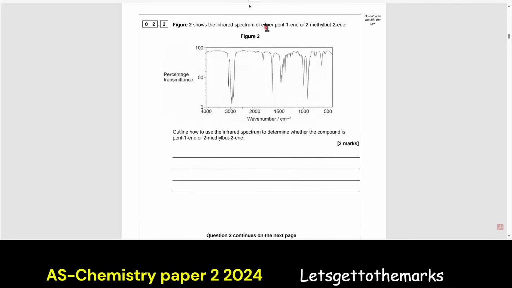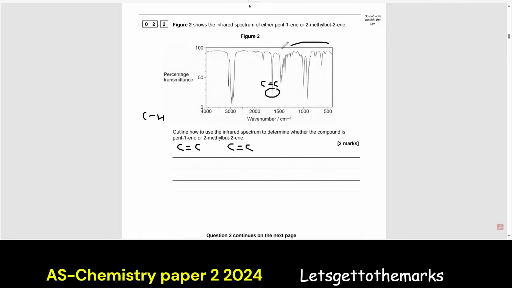2.2 shows the infrared spectrum of either pent-1-ene or 2-methyl-butene. So, nice. Outline how to use the infrared spectrum to determine whether the compound is pent-1-ene or 2-methyl-butene. We have a problem here, folks, and that is that pent-1-ene's functional group is that, and 2-methyl-butene's functional group is that, which means they both contain that double bond there, okay? So what we have to do here to distinguish between these, because everything else is just carbon and hydrogen bonds, so everything else is CH bonds. So there's not going to be a big difference in the functional groups. Well, no difference because they've just got this and this.